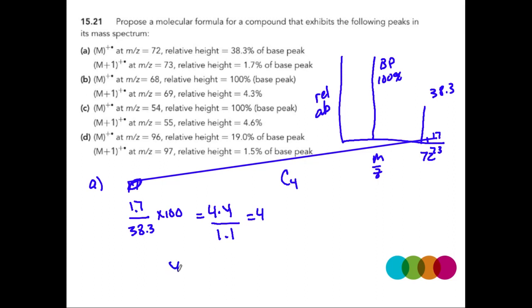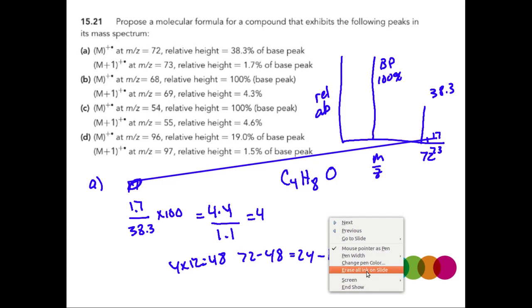Okay, so 4 times 12 is equal to 48. Well, my molecular weight is what? It's 72. So 72 minus 48 is equal to 24. So I could have a nitrogen, but I couldn't have 2 nitrogens, because 2 nitrogens would be 14 times 2, which is 28. And this is even, so I can't have 1 nitrogen. So I have to have basically an oxygen here. Oxygen weighs 16, so 24 minus 16 is equal to 8. So my molecular formula is C4H8O.